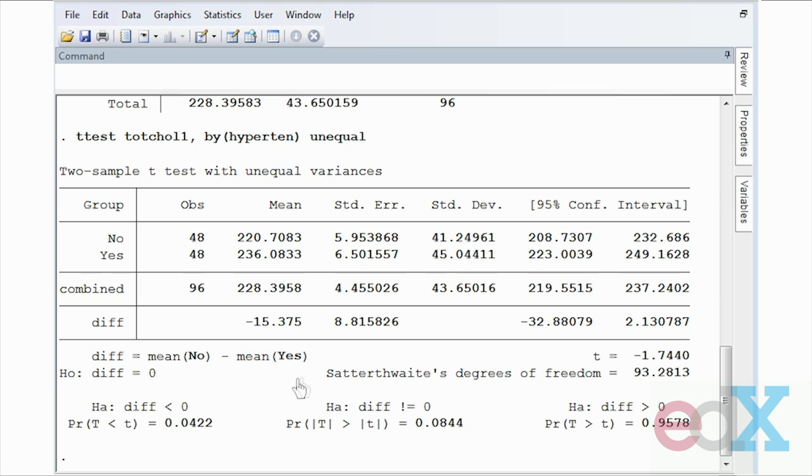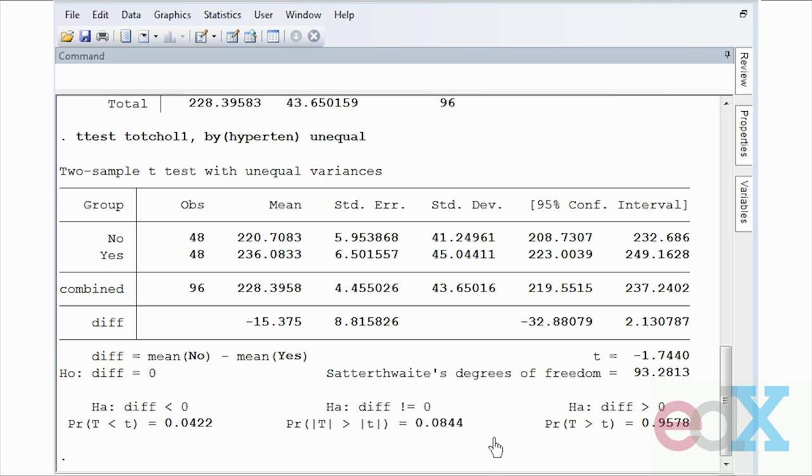The p-value, when you test the hypothesis that the difference is equal to 0 with the two-sided alternative, is 0.0844, based on this sample of size 48 and 48. That's 96, and remember, if we just take off 2 degrees of freedom, that would give us 94. Satterthwaite's approximation gives us 93 degrees of freedom. Not that different. Had we done Welch's, we would probably get the same answer.